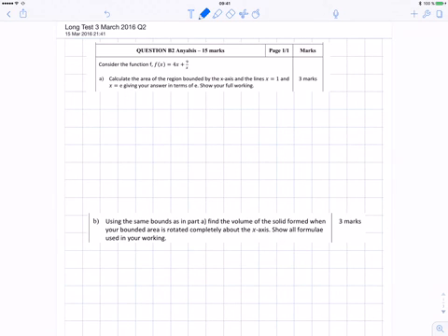Moving on to B2 from the long test in March 2016. It's a question and analysis, and I focused the question mainly on volumes of revolution and on arc length from this type. So calculate the area of the region bounded by the x-axis and the lines x equals 1 and x equals e, giving your answer in terms of e. Show your full working.